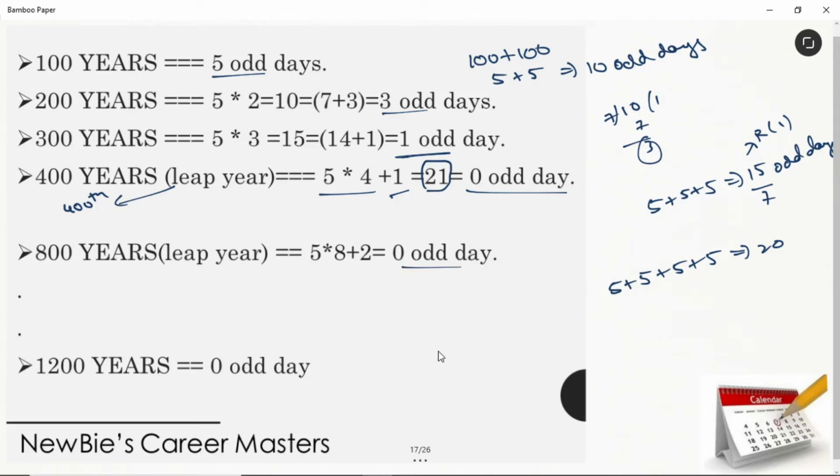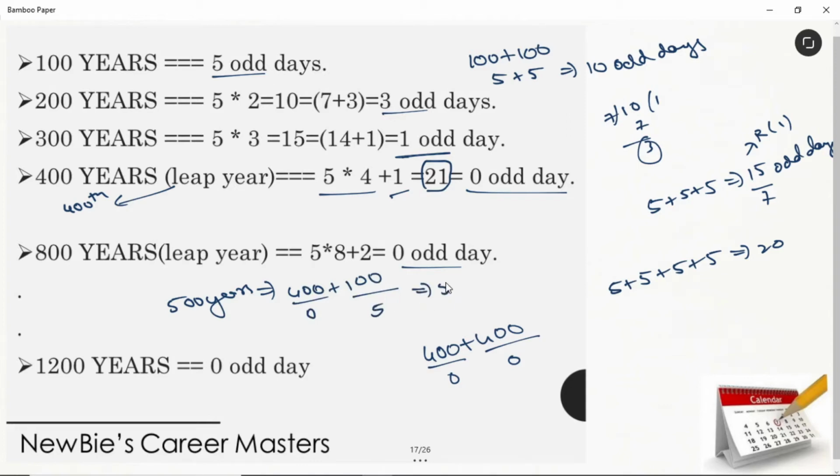Okay, see, 800 we can take as 400 plus 400. We know 400 years, 0 odd days, and 400, 0 odd days, so total 0 odd days. Am I clear? 1200, 0 odd days. Now, if they ask for 500 years, you can split this. We can take this as 400 plus 100 years. 400 years 0 odd days, 100 years 5 odd days, so total 5 odd days.